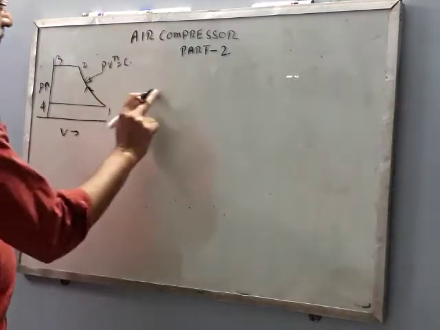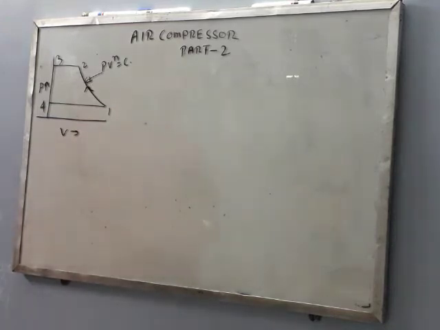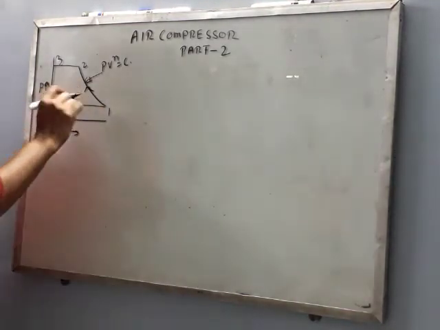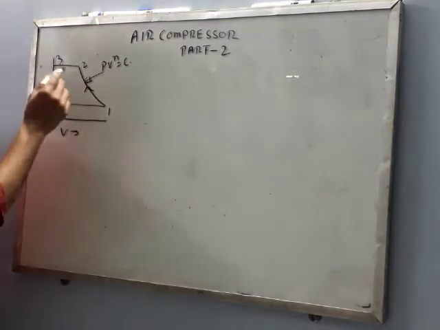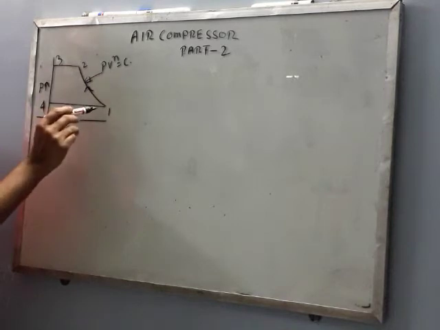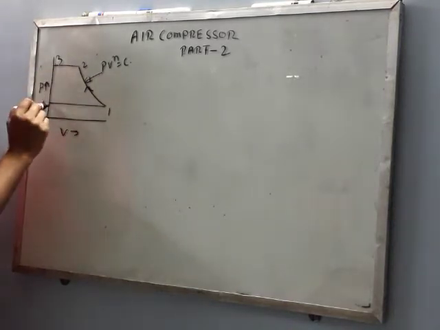Previously I calculated it one way, but in this case I calculate another way. So work done on the air means the area of 1, 2, 3, 4, 1.